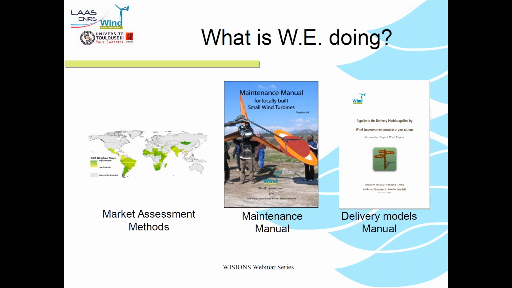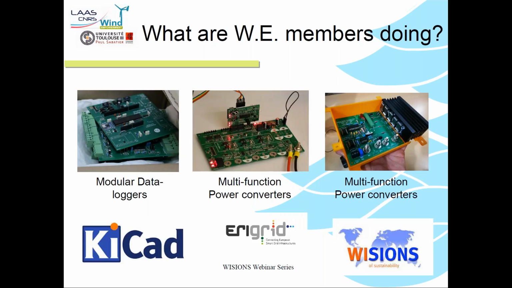We've also been doing a lot of electronics for the past 3 or 4 years. We have a modular data logger, which is open source and can be adapted to other types of energy systems. We have a multifunction power converter that's bidirectional, DC to DC or DC to AC. It can be used as an inverter, as an active rectifier, or as a speed variator. It's in close development right now.